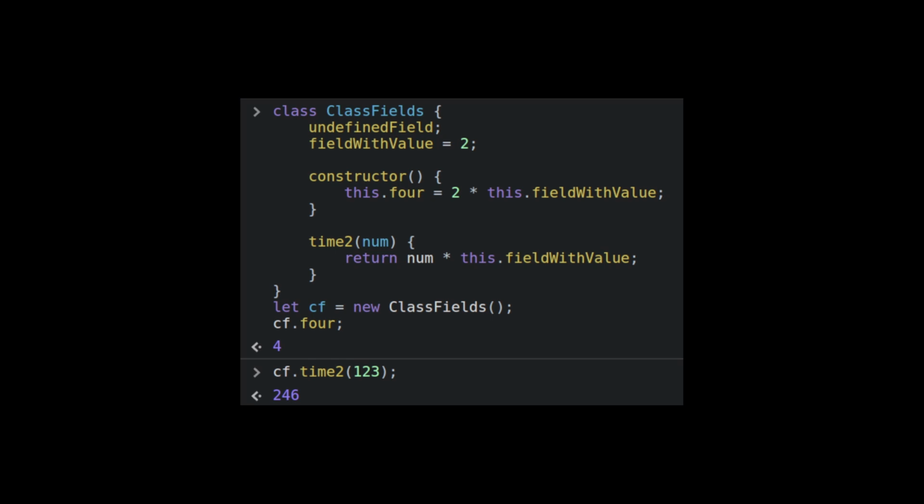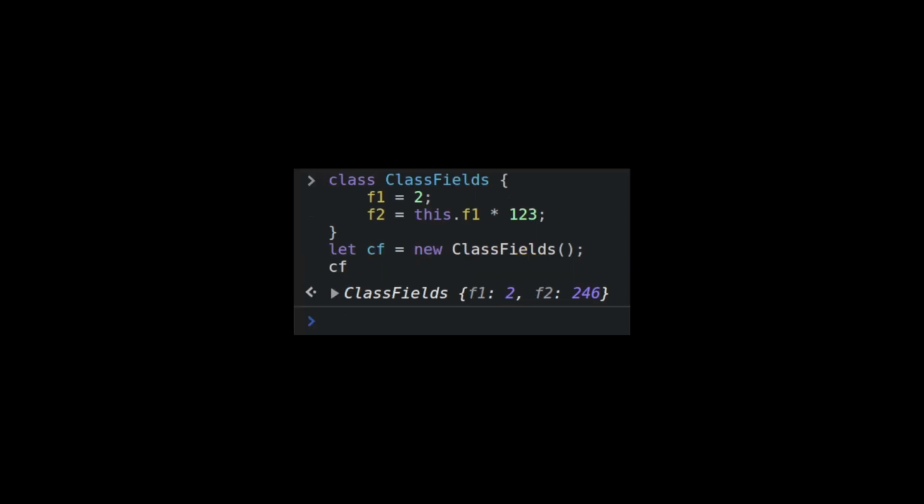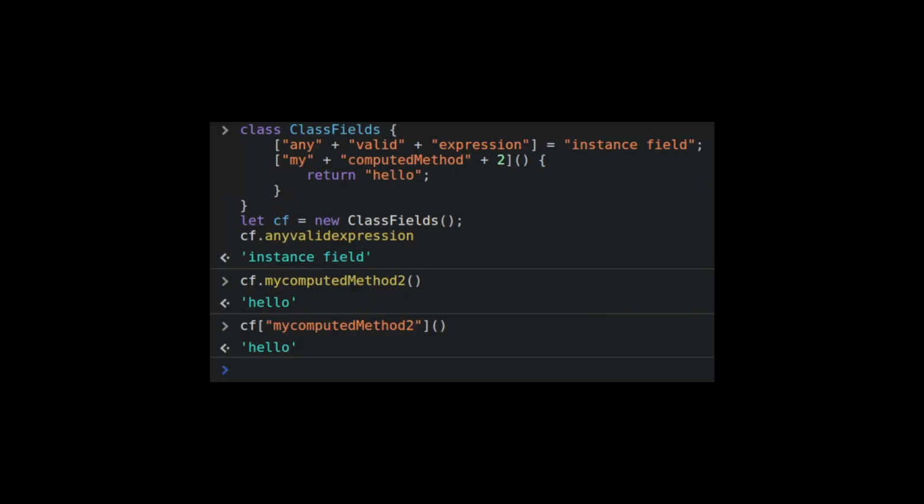Instance fields are added to the instance at construction time, before the constructor body runs, which means that you can use them in the constructor or in any method. You can also use instance fields to initialize other instance fields, because the value of this, in this context, is a reference to the object being created. One more thing, when it comes to methods and instance field names, you can use computed expressions like we can with object literals.